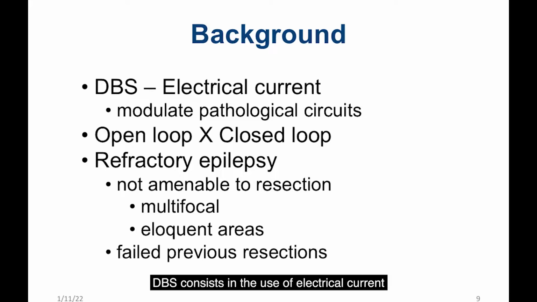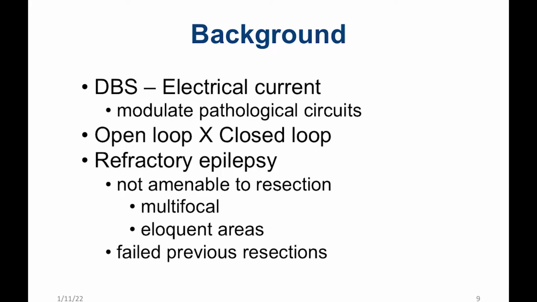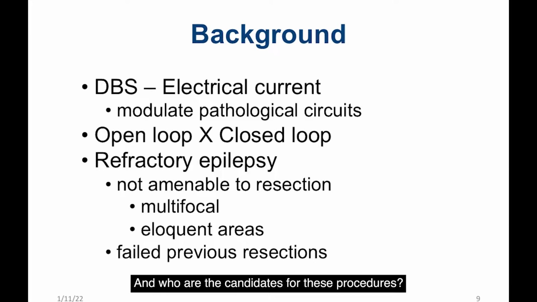Starting with the background, DBS consists in the use of electrical current to modulate pathological brain circuits. And this can be achieved in two ways. It can be done with an open loop stimulation, in which electricity is delivered continuously or intermittently without the need of a trigger, or in a closed loop way, in which electricity is delivered on demand. And who are the candidates for these procedures? They can be divided in two groups. Patients with refractory epilepsy who are not amenable to resection, either because they have multifocal seizures, or because their seizures involve eloquent brain areas, or the ones who failed previous resections.